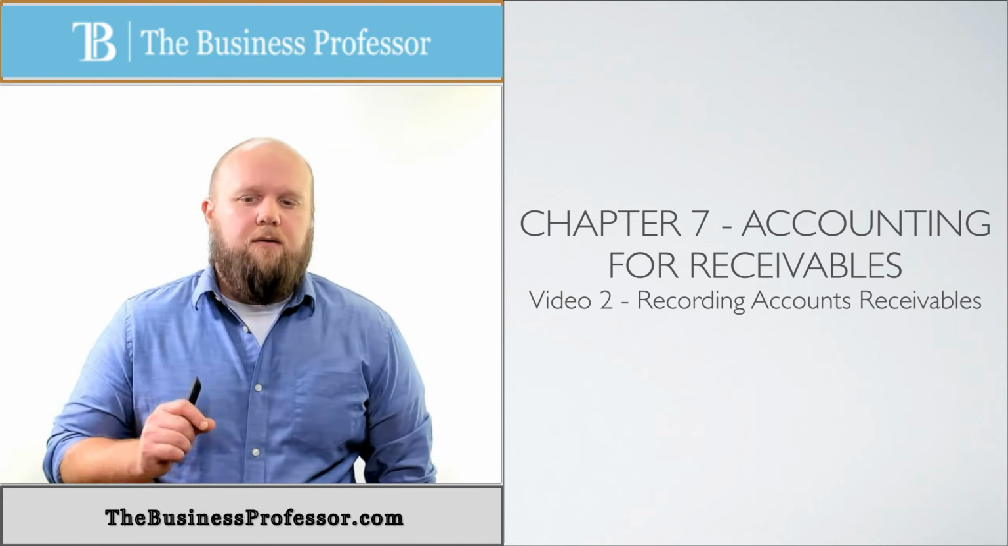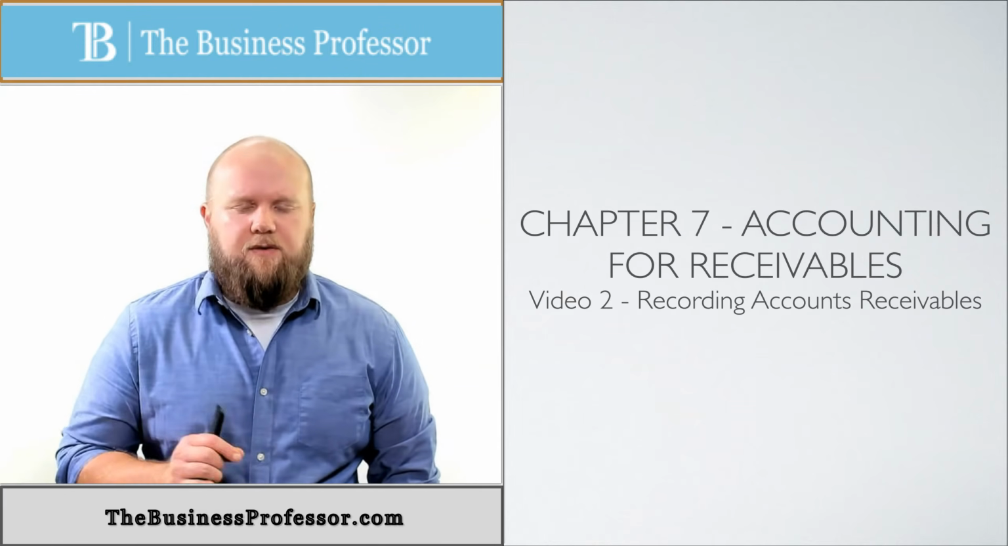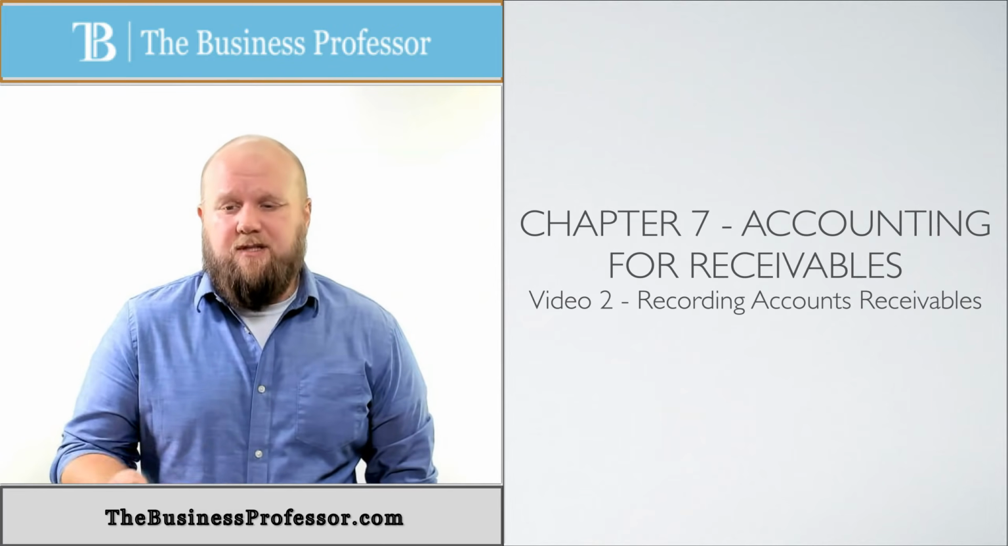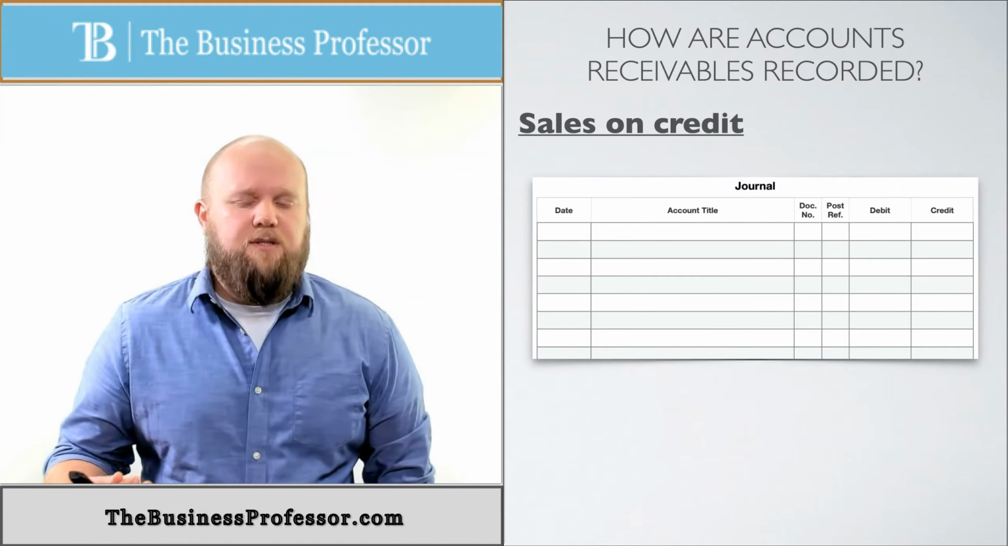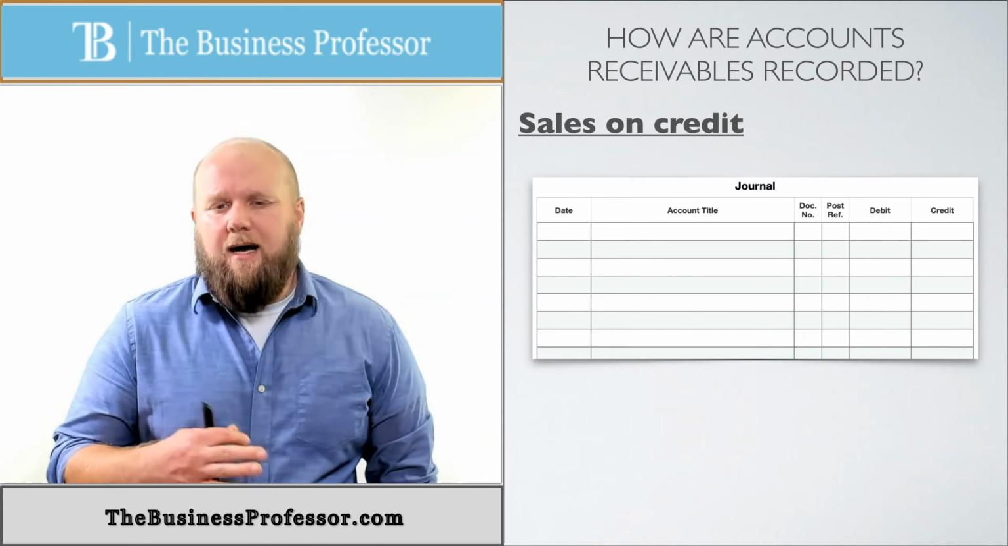All right, let's talk about recording accounts receivables and the different types of recognition that we would do. The first one is the most obvious one because it's the one that we've done the most of, and that is the sales on credit. When we sell something on credit, how do we record that?